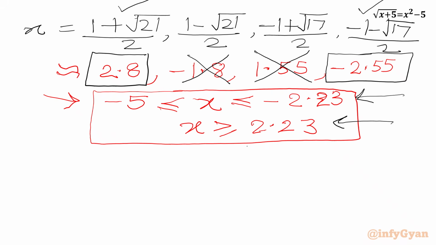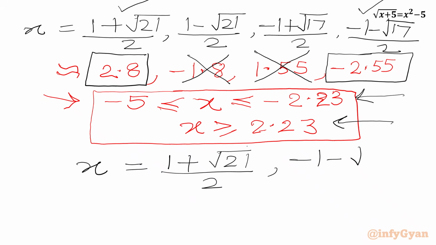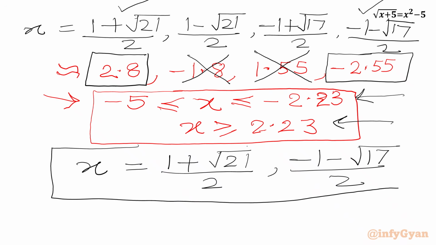So we can write here x must be equal to (1 + √21)/2 and (−1 − √17)/2. Only these two solutions will be our true solutions as per the condition that x belongs to real numbers.